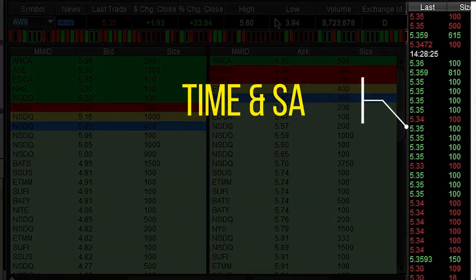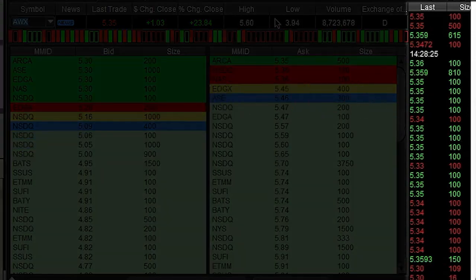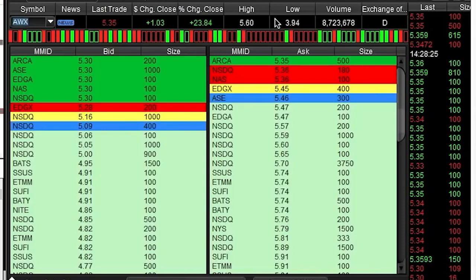at the time and sales, which is right here. These are all the orders that have been filled and are currently being filled. So you can see the price where they were filled and how many shares were bought or sold. Green means it was a buy, red means it was a sell, and gray means it was inside of the spread.